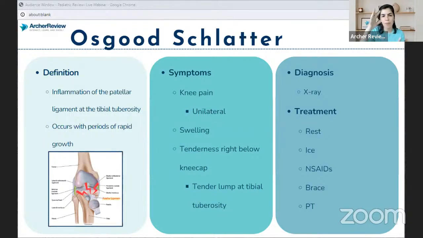So you want to make sure you help reduce that inflammation, rest that joint, use ice, NSAIDs, and then once that joint has rested and the inflammation has come down, then you can get that patient over to physical therapy to help re-strengthen that joint.